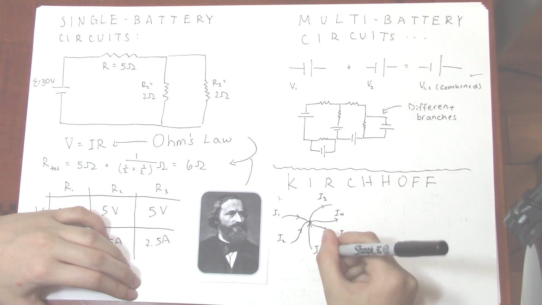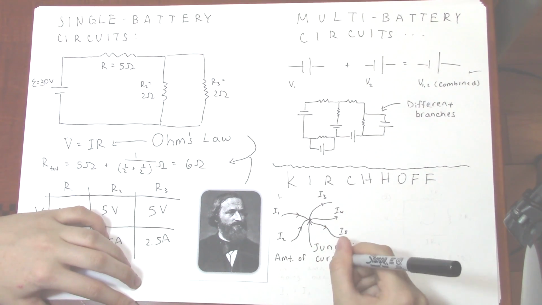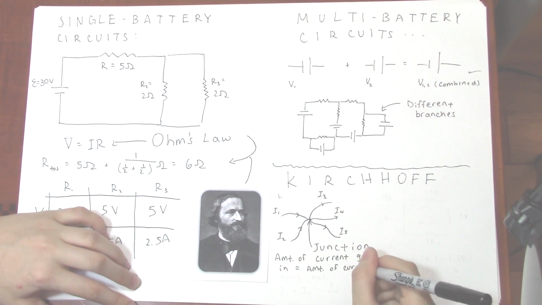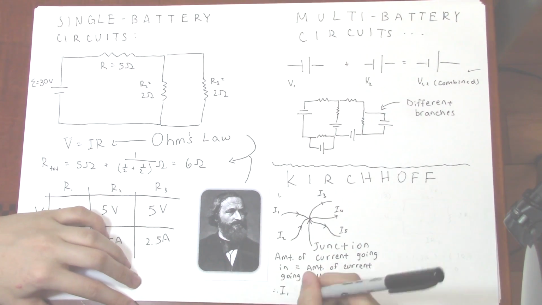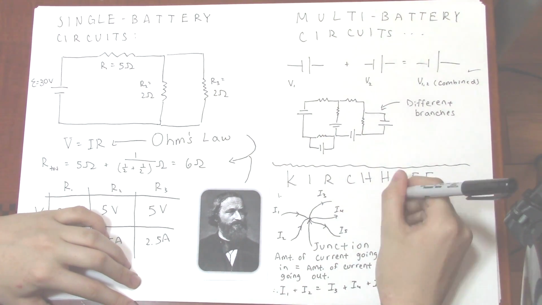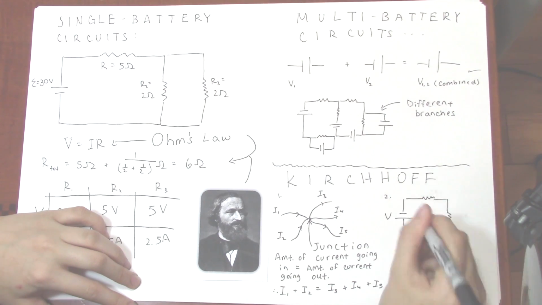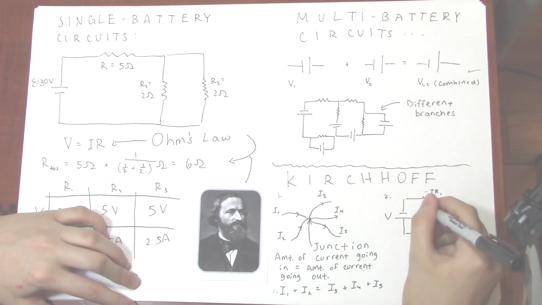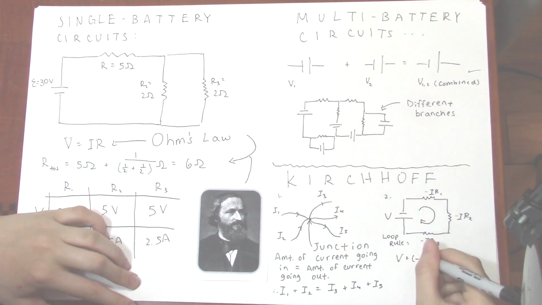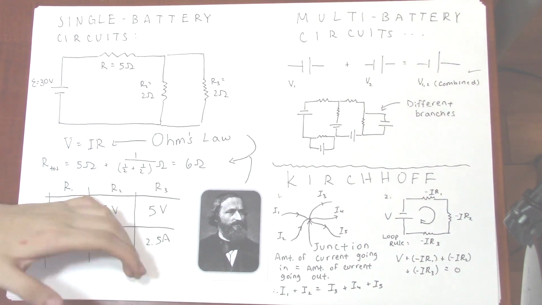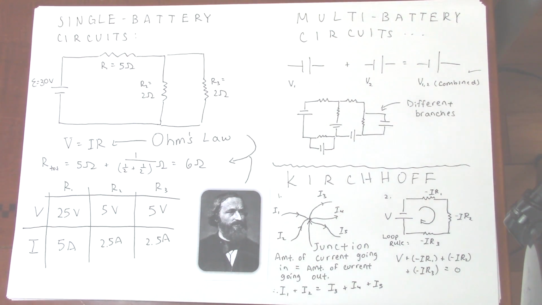Kirchhoff's junction rule states that the amount of current entering a junction equals the amount of current exiting that junction. A junction is simply an intersection of multiple wires. Kirchhoff's loop rule states that the sum of all potential differences around the complete circuit loop is zero. Using a combination of these two rules in Ohm's law, one can easily determine the amount of current running through each branch of a multi-loop circuit.